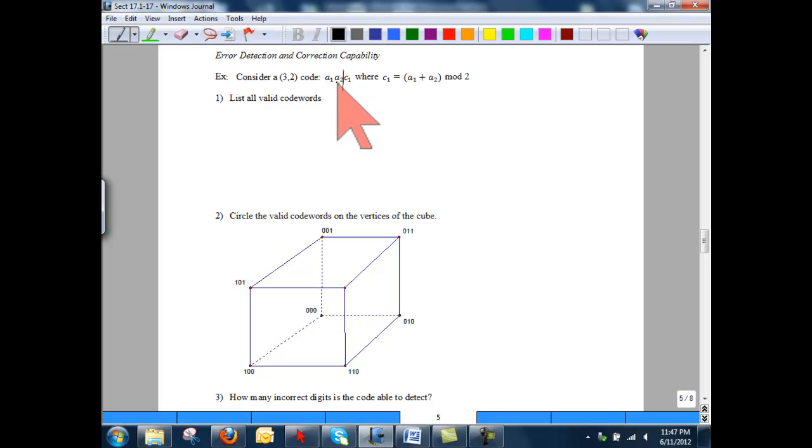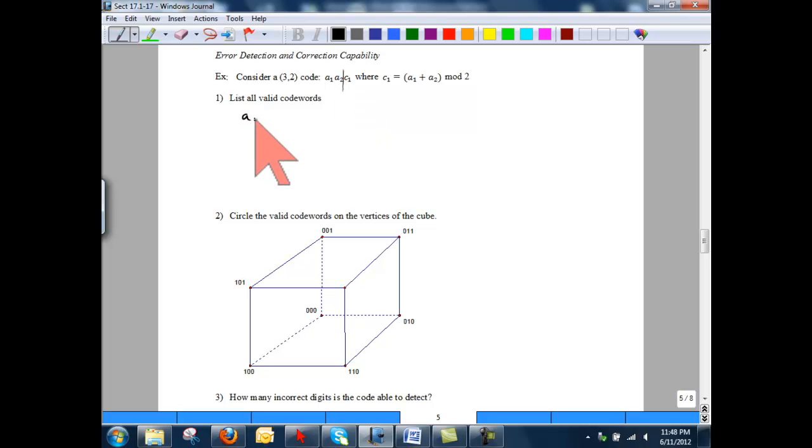The only thing I have to realize is that this is a binary code, so they can only be either a 0 or a 1. And so there are 2 choices for A1, either 0 or 1, and then there are 2 choices for A2, either 0 or 1. And those choices are independent, so remember that we multiply the number of possibilities. So 2 choices times 2 choices is 4 choices total.